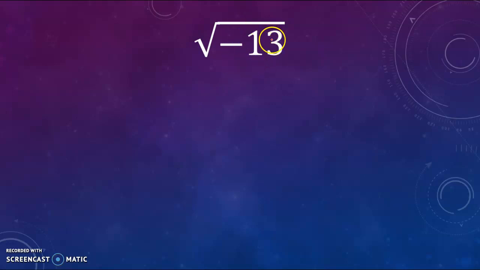Now, if I have the square root of -13, I can break this into the square root of -1 times the square root of 13. Well, I know that the square root of -1 is i, and the square root of 13 can't be broken down anymore. So I have i square root of 13.